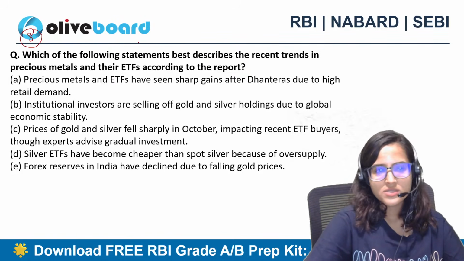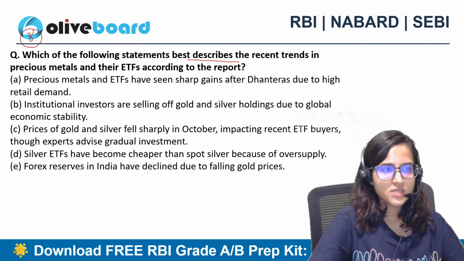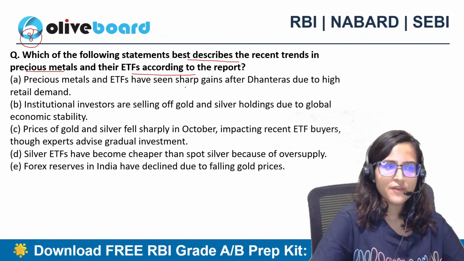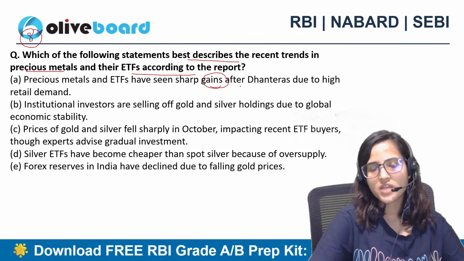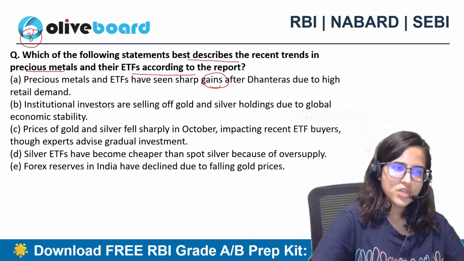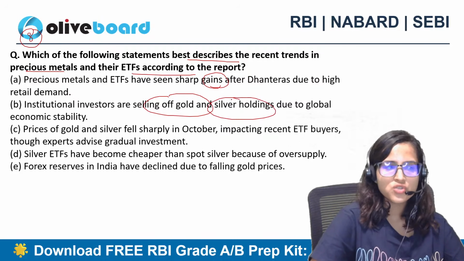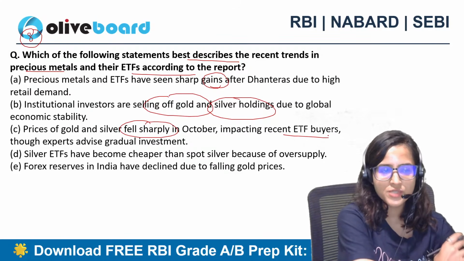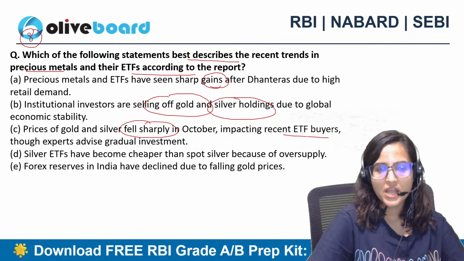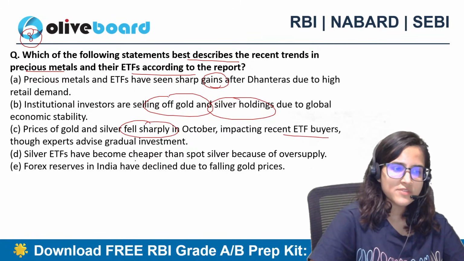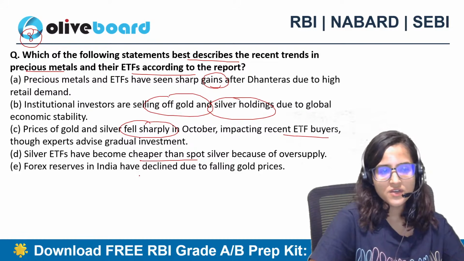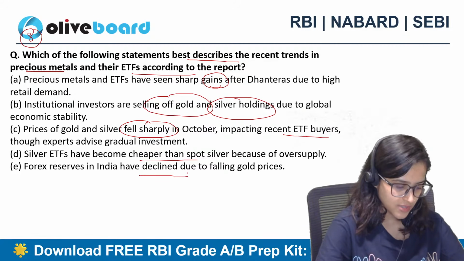Which of the following statements best describes the recent trends in precious metals and their ETFs according to the report? Precious metals and ETFs have seen sharp gains after Dhanteras. Institutional investors are selling off gold and silver holdings due to global economic stability. Prices of gold and silver fell sharply in October, impacting recent ETF buyers though experts advise a gradual investment. Silver ETFs may have become cheaper than spot silver because of oversupply. Forex reserves in India have declined due to falling gold prices.